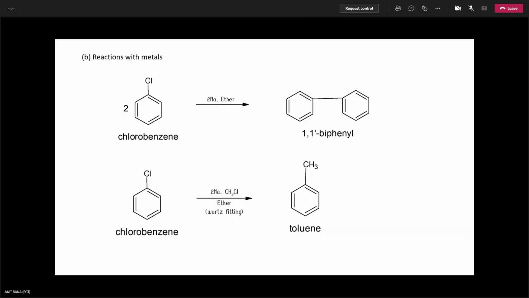Now comes the second reaction, with metals. Like alkyl halides, the Wurtz reaction we know. Same case here: chlorobenzene when treated with sodium and ether forms diphenyl. So there we call it the Wurtz reaction, here we get the Fittig reaction.